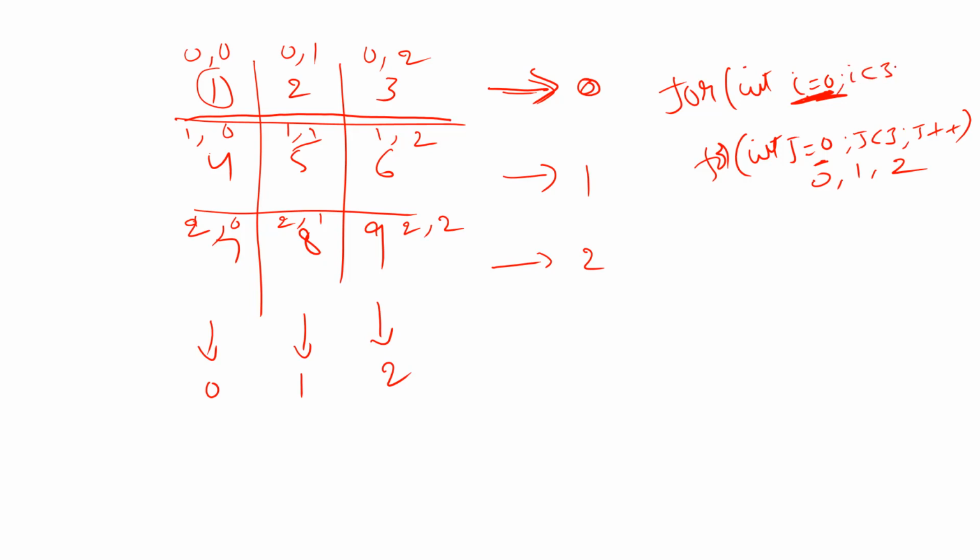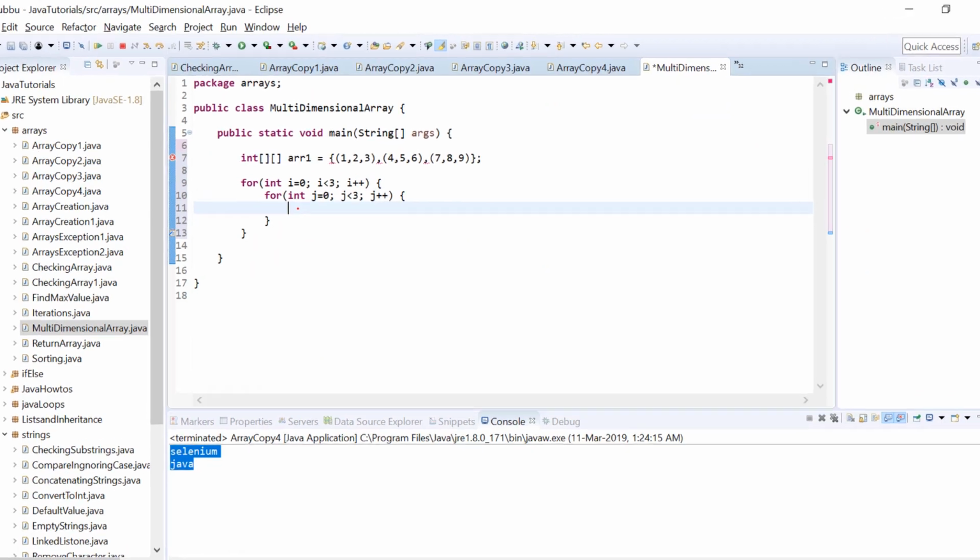Similarly, i is less than 3 and i plus plus. Next time when i value becomes 1, again j value becomes 0, 1, 2. So 1, 0, 1, 1, 1, 2. Similarly, when i value becomes 2, the j value becomes 0, 1, 2. So 2, 0, 2, 1, 2, 2. So this is how we can get the values from a multidimensional array. That's why we have created two for loops. So these are the two for loops.